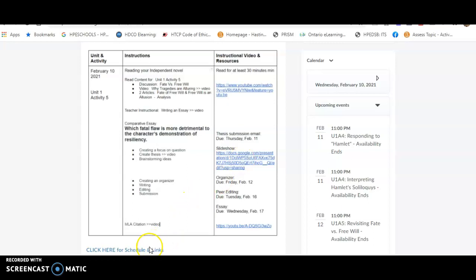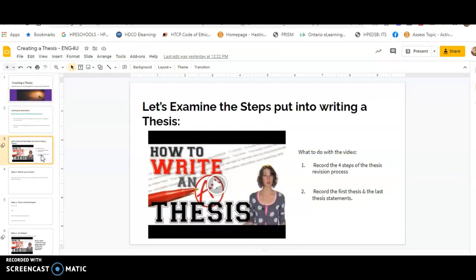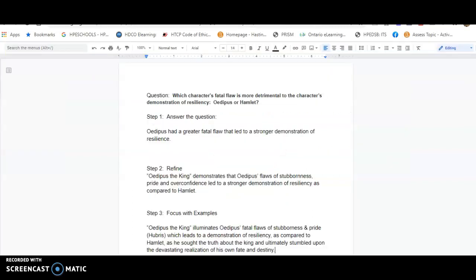So if I was to open up that slideshow, it looks like this. The key thing is this slideshow is simply guiding you so that you can watch this video. In this video, there are 4 steps that you can go through to make better thesis statements. I would highly encourage you to watch this video, look at the exemplar provided within it, and write and rewrite your own thesis. So using these steps, I actually created a Google Doc where I went through those steps.